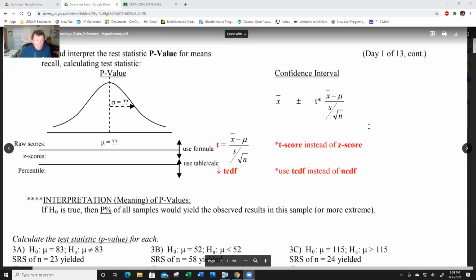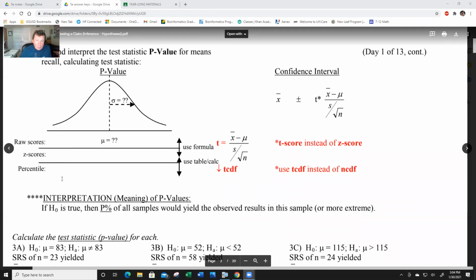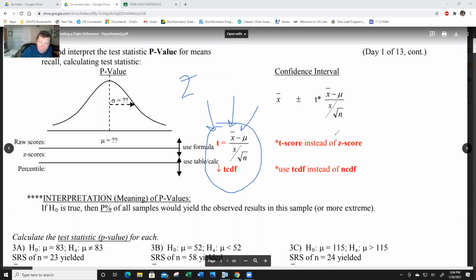Okay, so we have seen raw score, z-score, percentile forever, and we know the formula to get a standard score. We're used to seeing this as a z, but for a mean it'll be a t. And we know it's your statistic minus the parameter, and this is what's in H0, mu, divided by the standard deviation. But for our calculator, we're going to use something called TCDF instead of NCDF. It's pretty simple. We've done it. So it's going to be really cool. All right, so here we go.